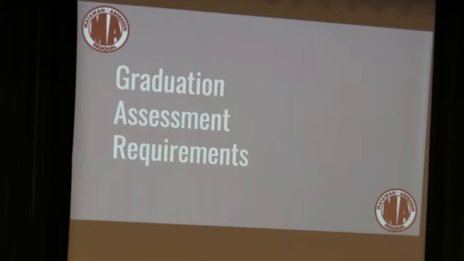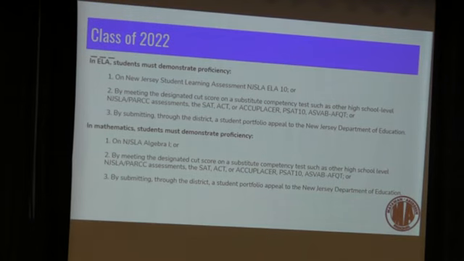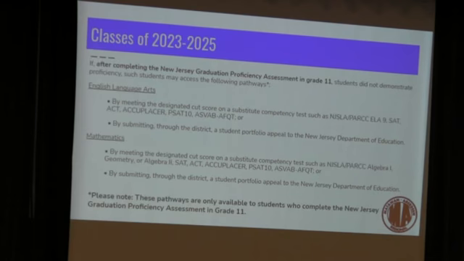So the following slide, I'll just give a quick overview of graduation assessments. For the class of 2022, in ELA, to graduate, students must demonstrate proficiency on the NJSLA 10, or by meeting the designated cut score on a substitute competency assessment, which are listed there, or by submitting to the district a portfolio. So there are multiple pathways for student ELA, and the same would apply for math on the NJSLA in Algebra 1, or by meeting a designated score on one of the substitute assessments, or by submitting a portfolio. So those are the graduation requirements for the current class of 2022.